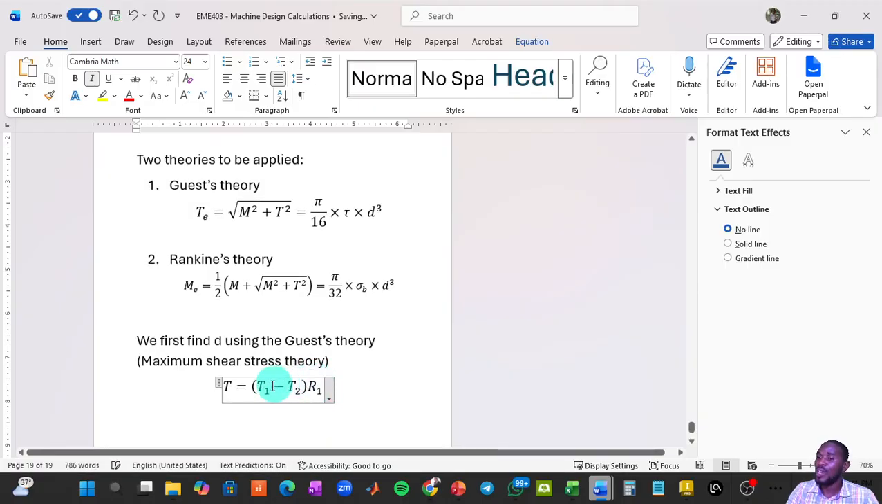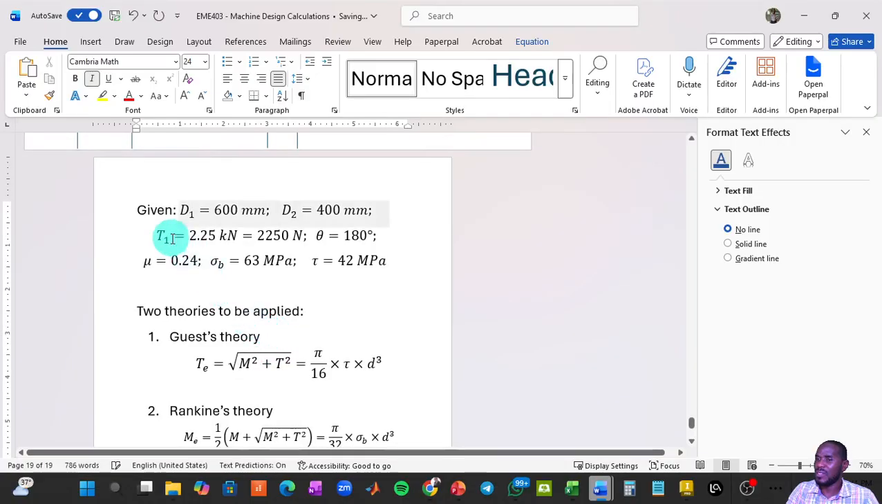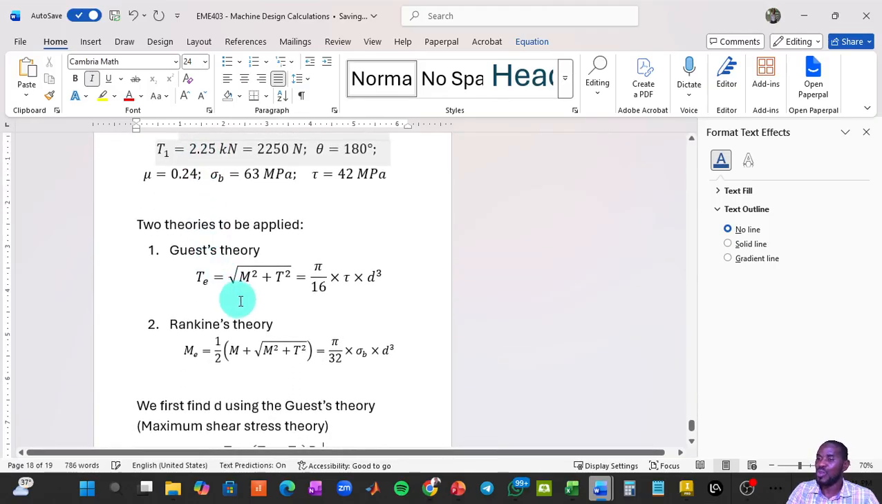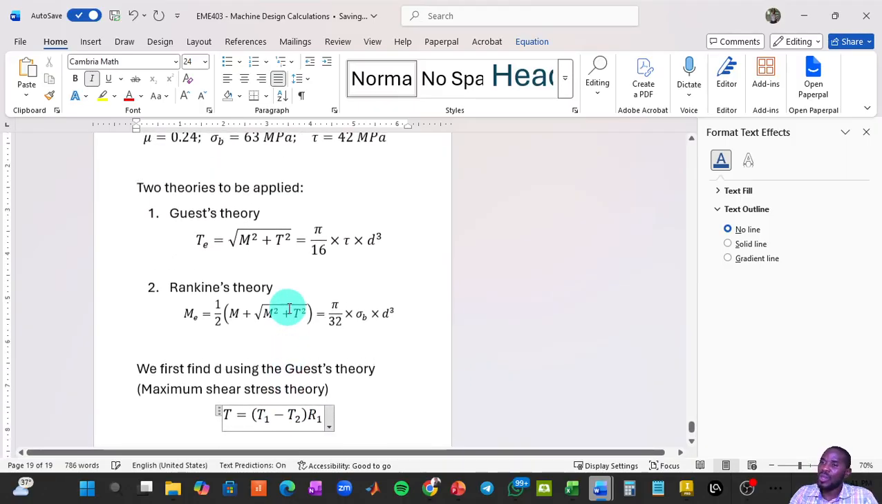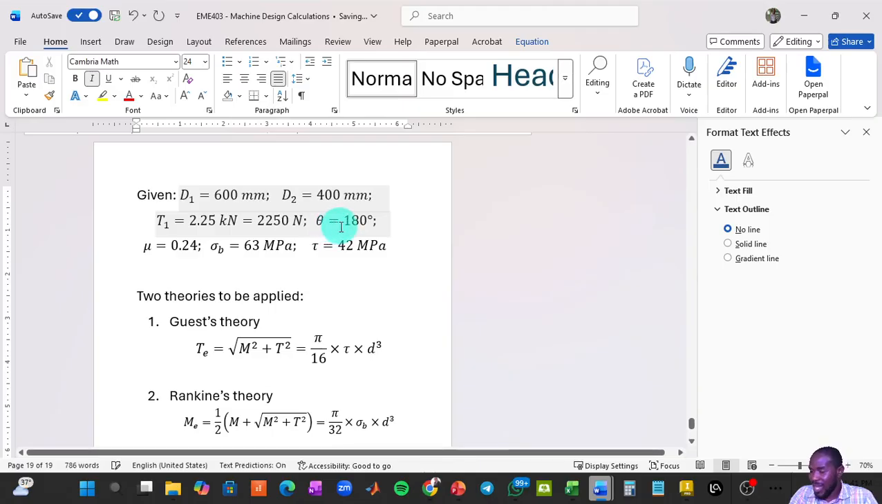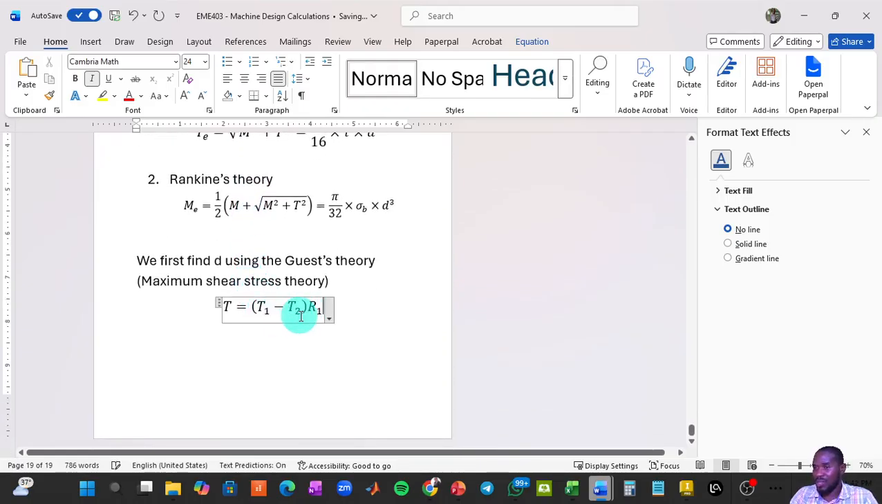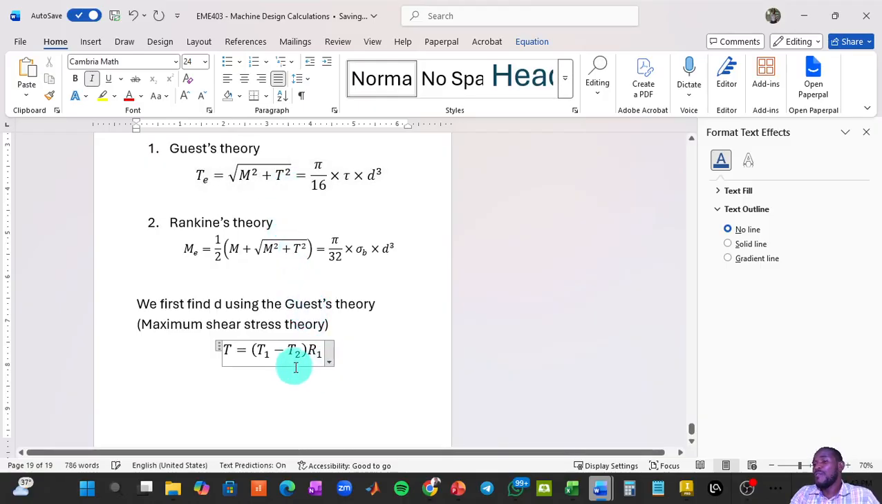So we know R1, we know T1, the maximum tension in the belt has been given, the tension in the tight side. So we are meant to find the tension in the slack side. In this equation, there are two unknowns. For me to find T, I must find T2. So I now need another equation that will enable me find T2 if I know T1. Looking at what I've been given, the angle of contact and the coefficient of friction, there is an equation that relates them. I'll come to that shortly. So if I find T2, that means I can find T.